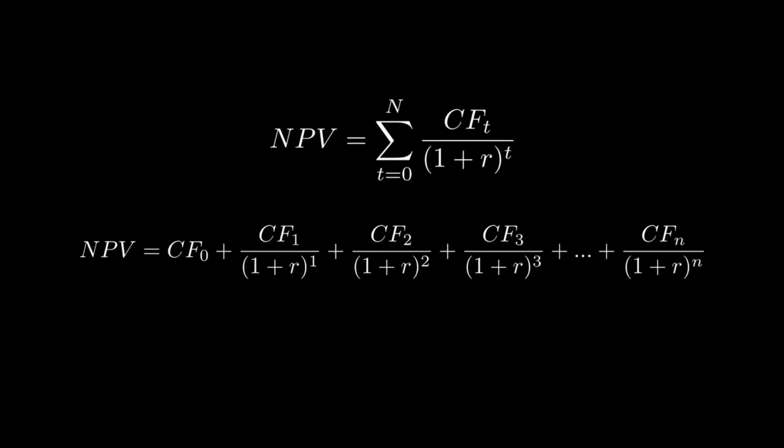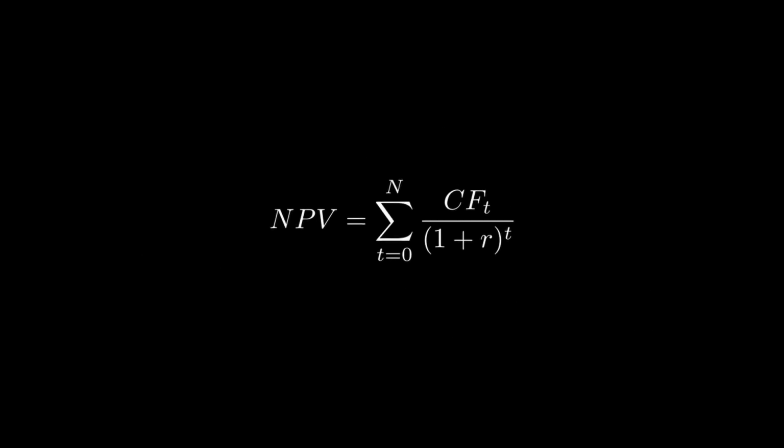Now, you may also see the NPV formula shown like this. This is called summation notation or sigma notation because of the Greek letter sigma. Sigma is used to write out a long sum like our net present value formula in a concise way. Even though they are written differently, they do the exact same thing. Just like before, R is our discount rate, N is the number of periods, or years if cash flows are annual, of cash flows we are considering, and CF sub T is the cash flow at the period T.